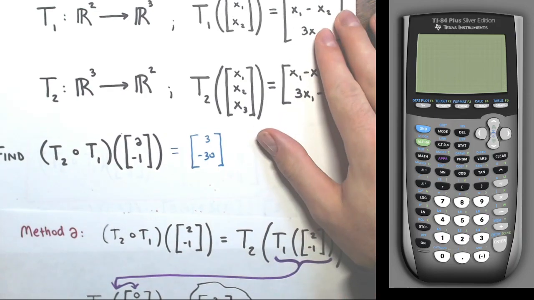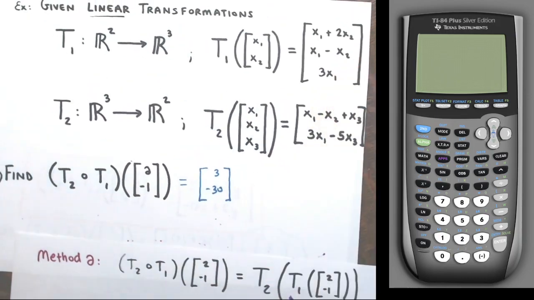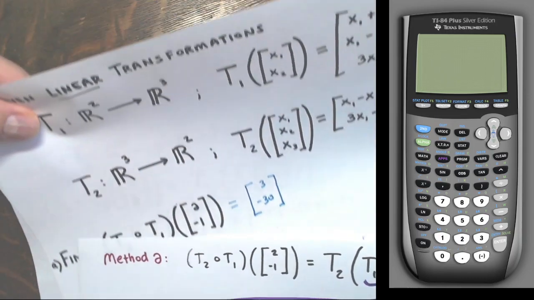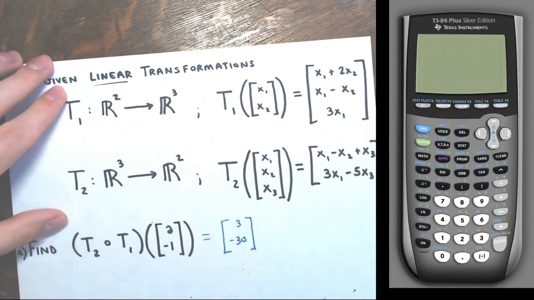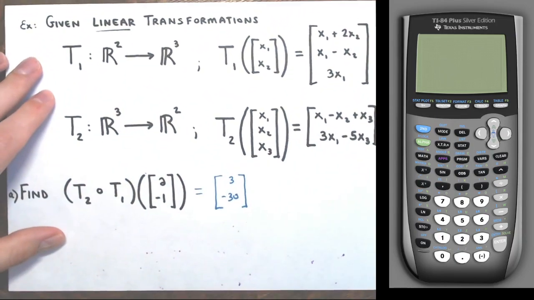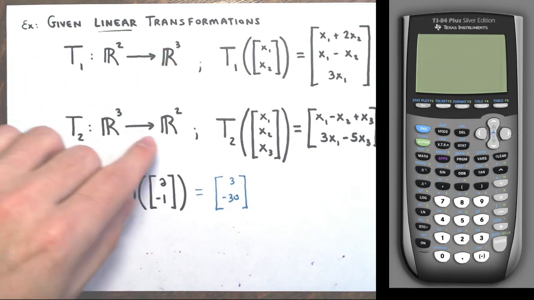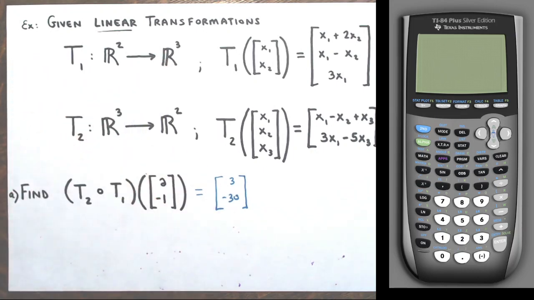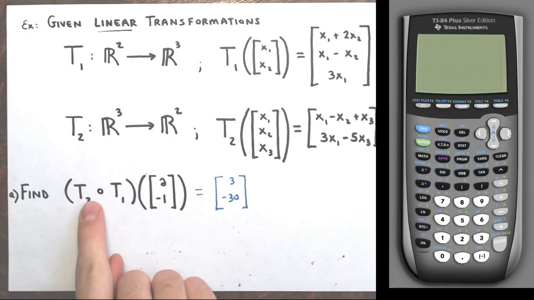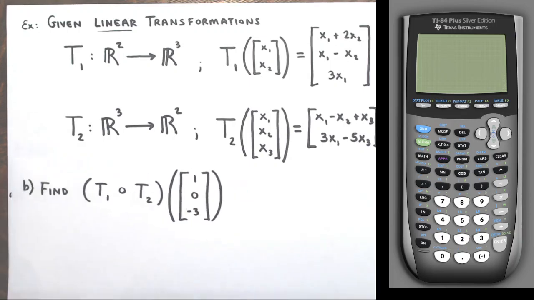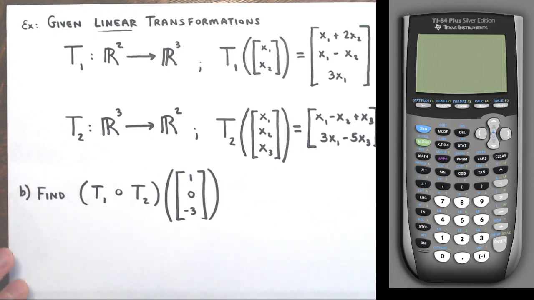So part B, right, same 2 transformations, T1 and T2 here, from R2 to R3 and R3 to R2. But this time, I'm going to compose in the other order, right? So far, all I've seen is T2 composed with T1. Well, what about the other way around? Here's part B. How about it?